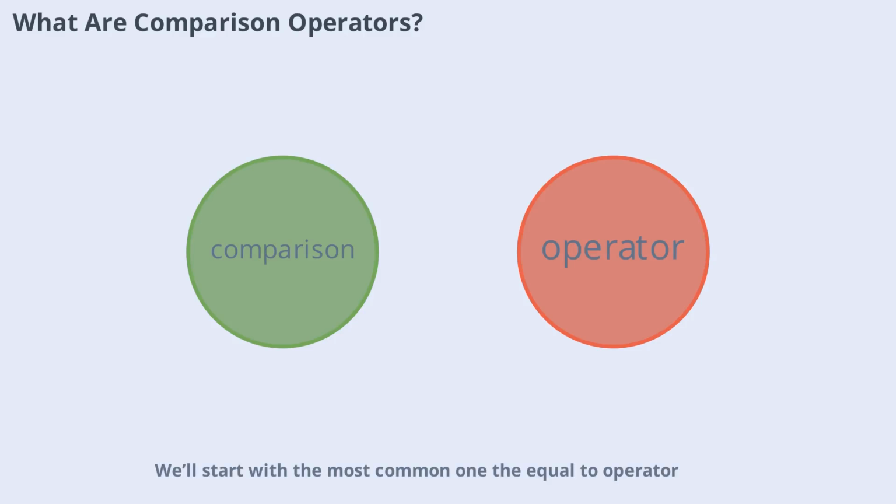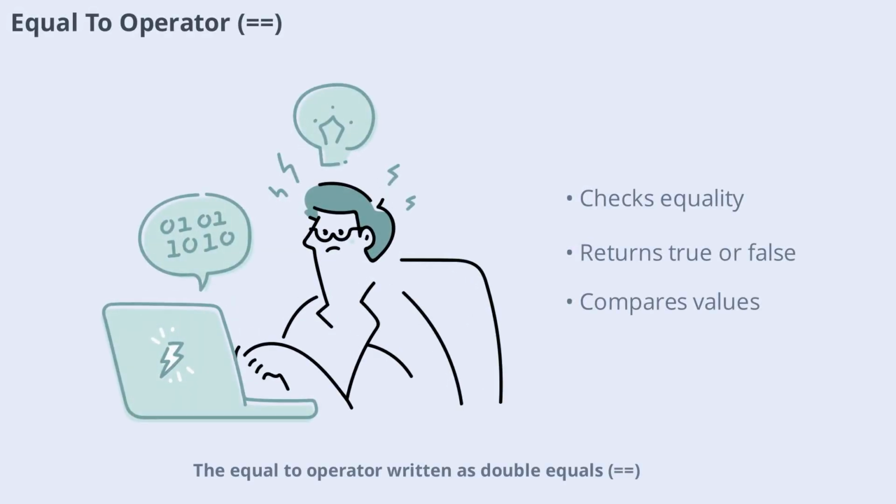We'll start with the most common one, the equal to operator. The equal to operator, written as double equals or triple equals, checks if two values are the same. For example, if you have let a = 10 and let b = 10, then a == b will return true because both values are equal. This operator is useful when you want to see if two variables hold the same value. It's important to note that == compares values, not types, so sometimes it can return true even if the types are different. Let's see how this works in a simple code example.